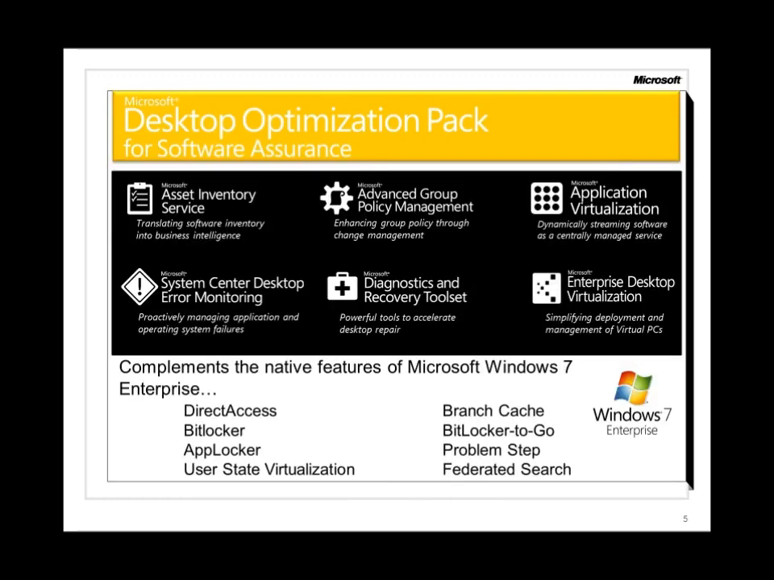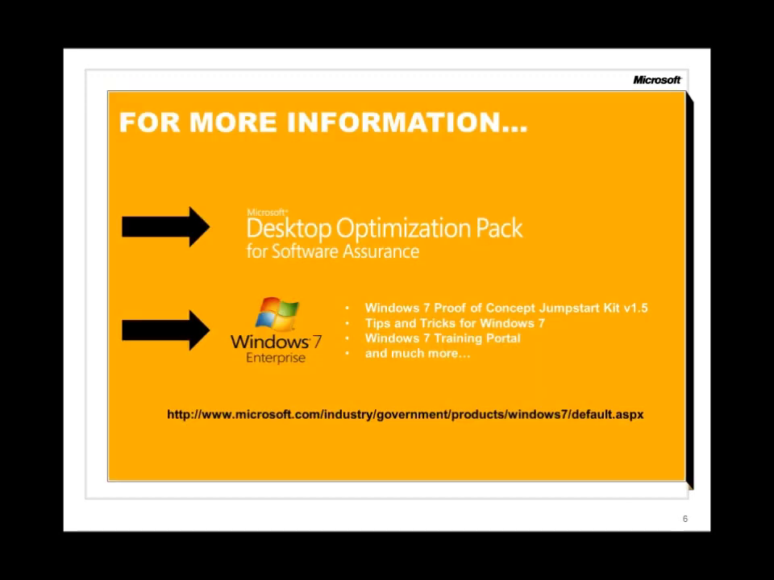In addition to the Desktop Optimization Pack for our software assurance customers, we also have Windows 7 Enterprise features that complement this. Features such as DirectAccess, BitLocker, AppLocker, user state virtualization, caching at a branch level, Problem Steps Recorder, as well as federated search. All of these functional pieces fit together to create a solution that allows our customers to maintain their network in the best condition possible. If you'd like more information on the Desktop Optimization Pack, please visit the URL listed here.